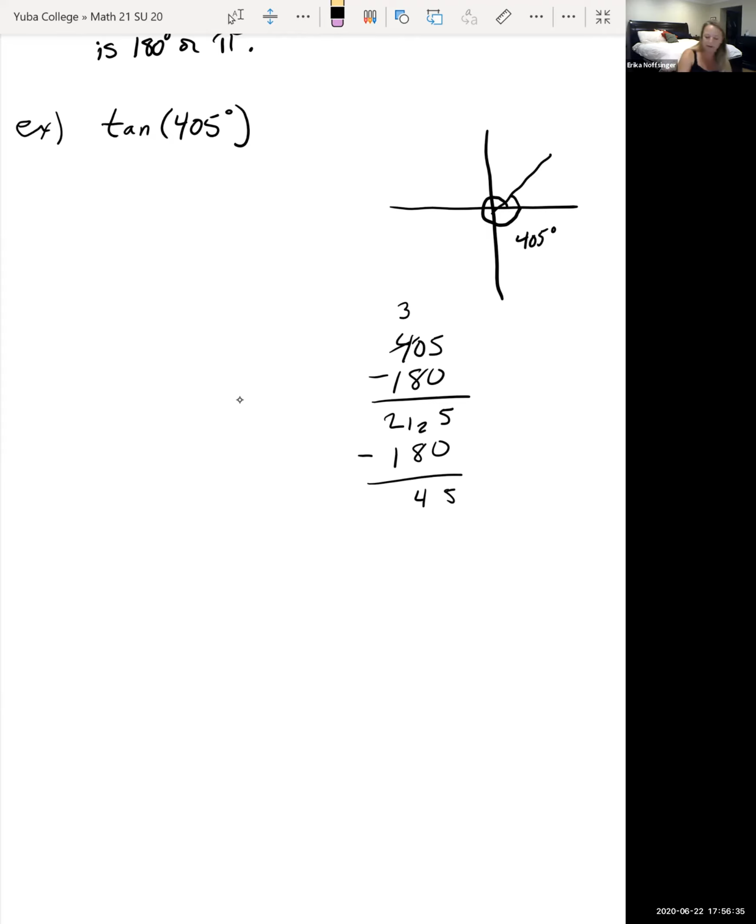So basically, we can rewrite tangent of 405 degrees as the same thing as 45 degrees plus 180 times 2. That's how they're representing it.